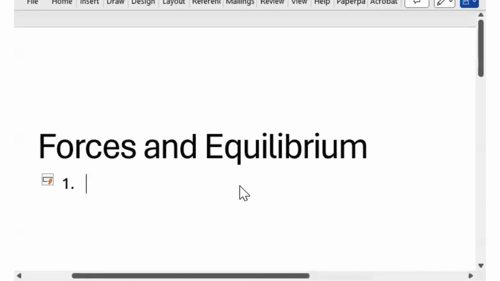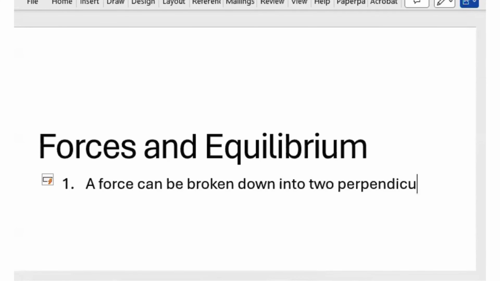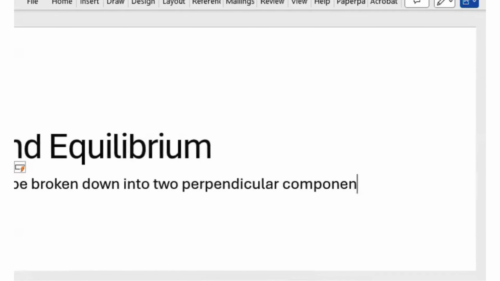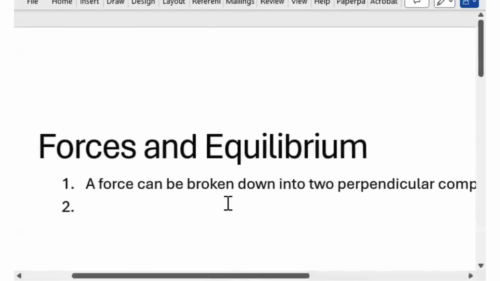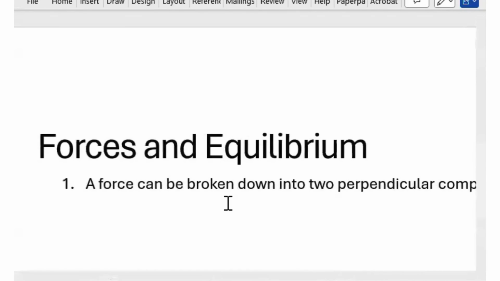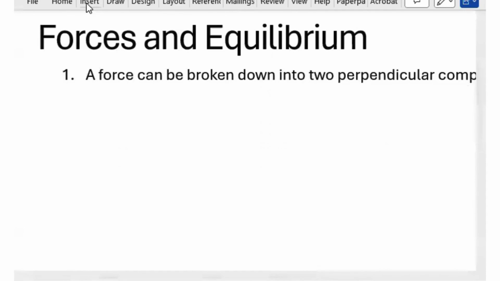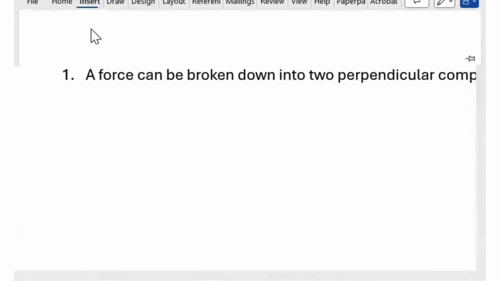The first thing that we are seeing is that a force can be broken down into two perpendicular components. Yes, so the first thing we look at is this. I'll explain it a bit as well. What is the one thing that you should be careful with?